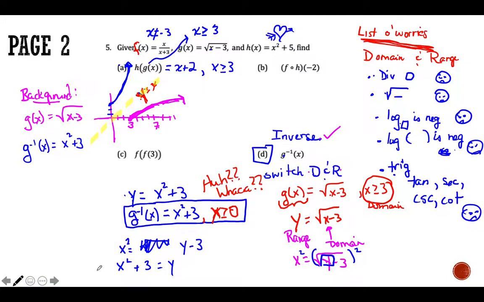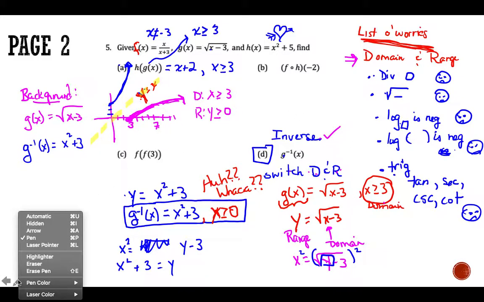Well, look at my purple graph. My purple graph, and this is why on your list of worries, domain and range. The domain of your purple graph is x is greater than or equal to 3. The range is y is greater than or equal to 0, right? The lowest y value I use is 0. To do the inverse, you need to switch the domain and range. So the domain of g was x is greater than or equal to 3, and its range was y is greater than or equal to 0.